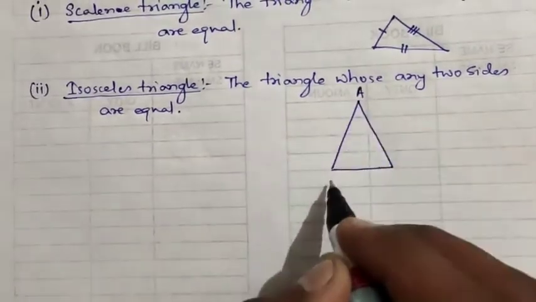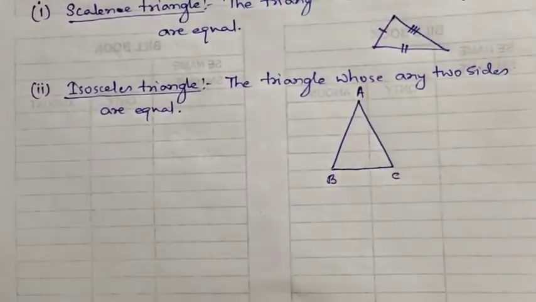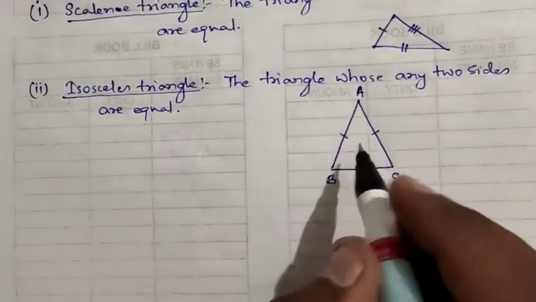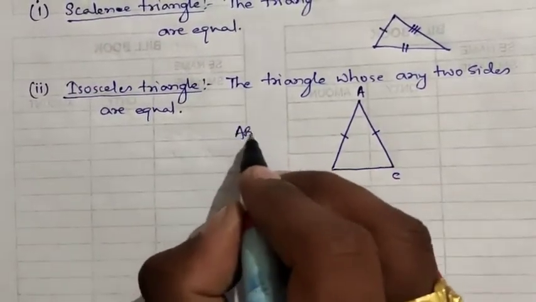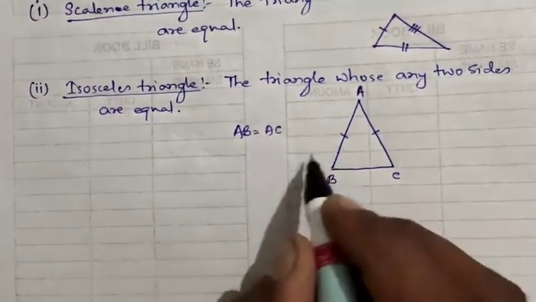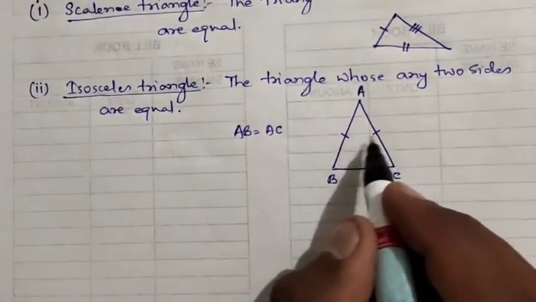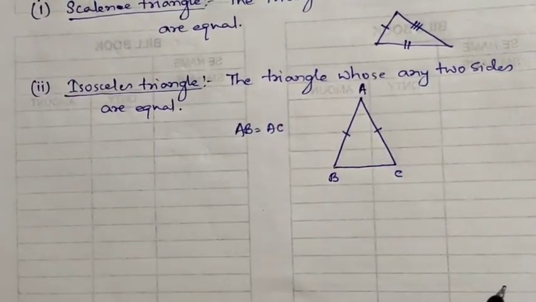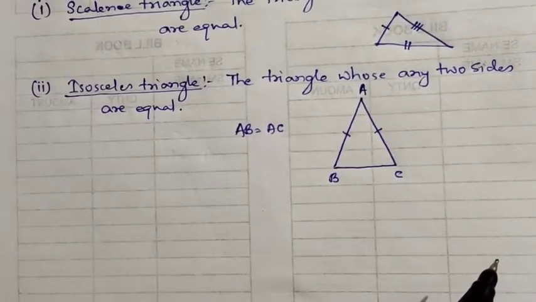Suppose I have made a triangle ABC. Here AB is equal to AC. AB is equal to AC. It means that two sides of this triangle are equal. This type of triangle is called an isosceles triangle.